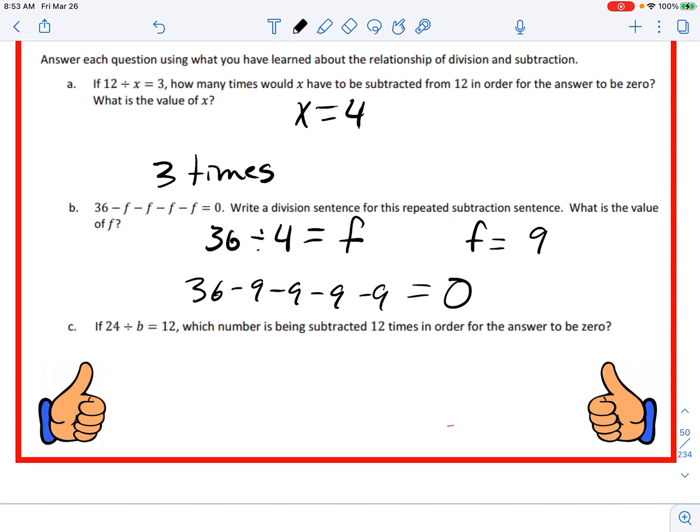Okay. Now let's look at letter C. Letter C says if 24 divided by b equals 12, which number is being subtracted 12 times in order for the answer to be 0? Okay. Well, 24 divided by b equals 12, so b is going to equal 2. Okay. 24 divided by 2 equals 12. So 2 is going to be subtracted 12 times in order to get 0. So the answer is 2.